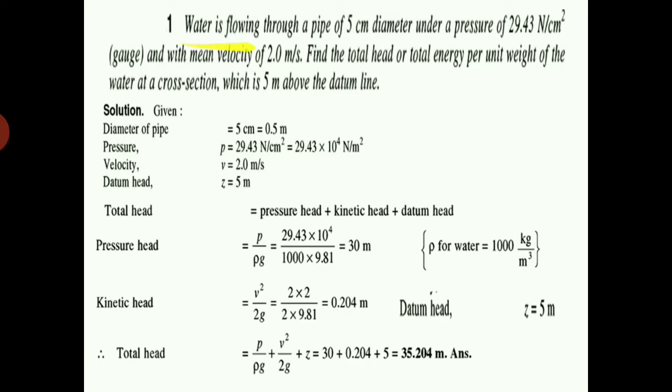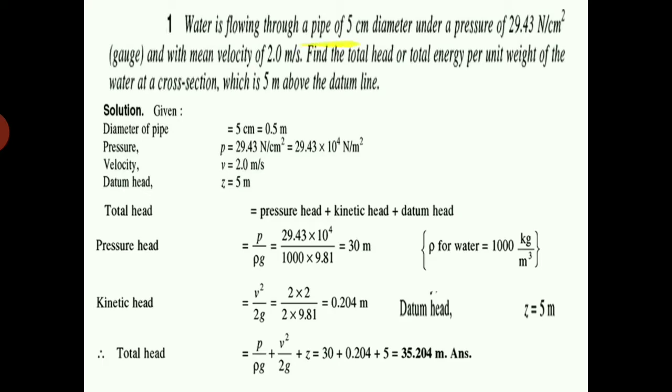So water is flowing through a pipe of 5 centimeter diameter under the pressure of 29.43 Newton per centimeter square with a mean velocity of 2 meter per second. Find the total head or total energy per unit weight of water at a cross section which is 5 meter above the datum line. So what is the data being given to us?